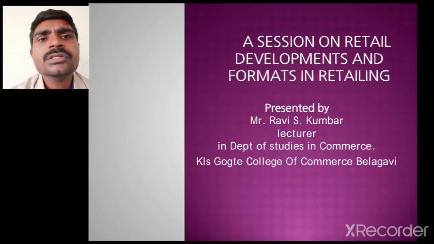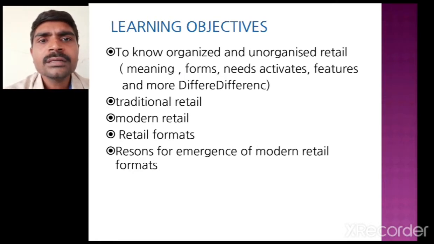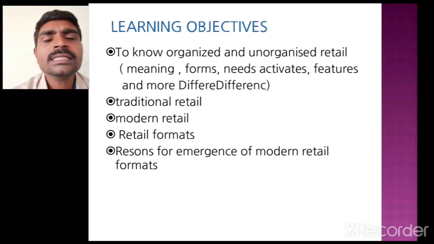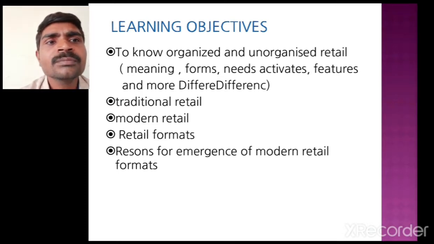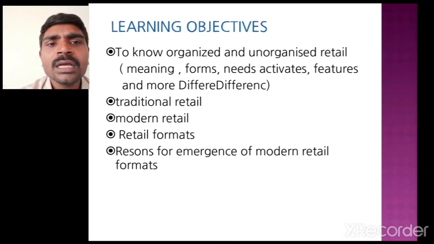Let us start this unit with learning objectives. So dear students, after completion of this unit, retail development and formatting in retailing, you will be able to understand the following objectives. The first objective is to know organized and unorganized retail, meaning what do you mean by organized and what do you mean by unorganized retail. In that, the meaning, forms of organized, forms of unorganized, needs, activities, features, differences and many more aspects you will come to know after completion of this module. And after that, you will come to know what is traditional retail and what is modern retail, what are retail formats, and what are the reasons for emergence of modern retail formats.